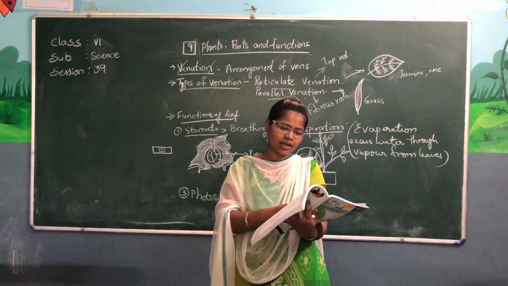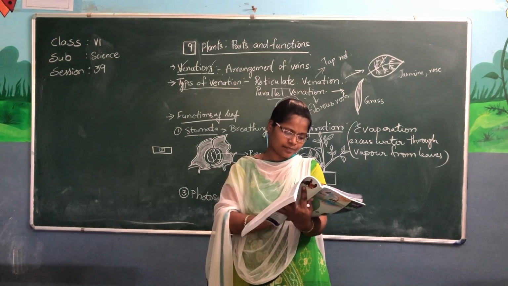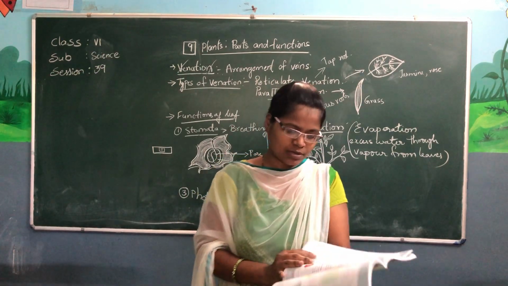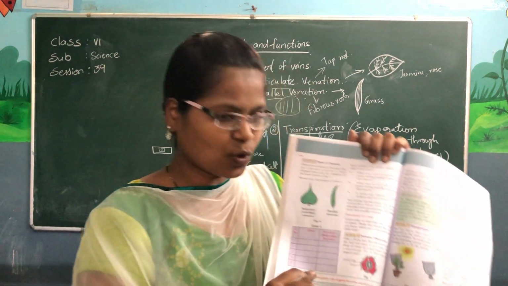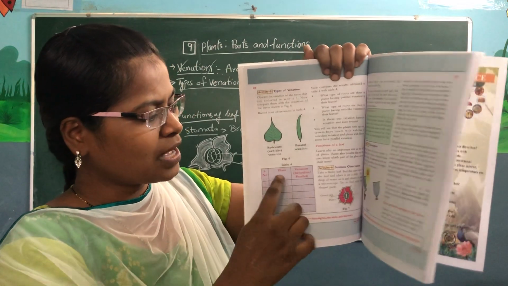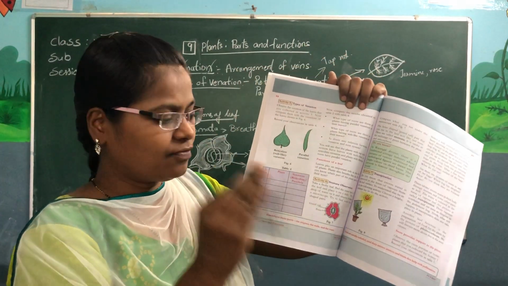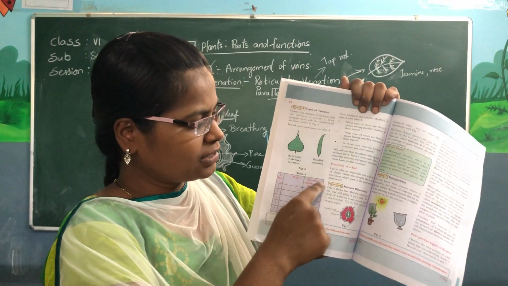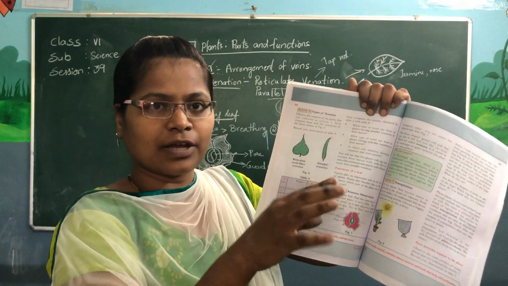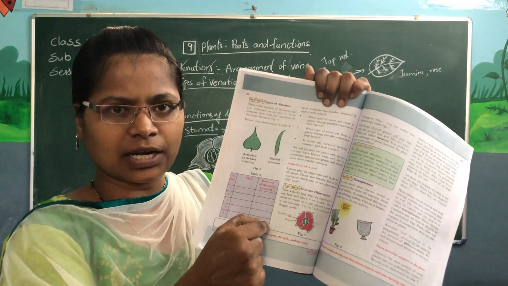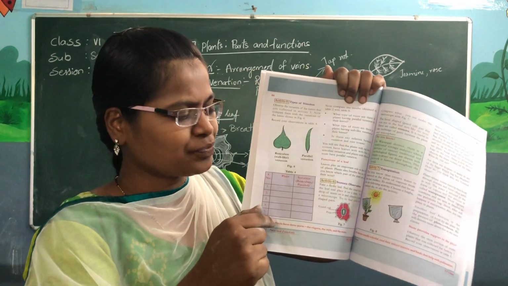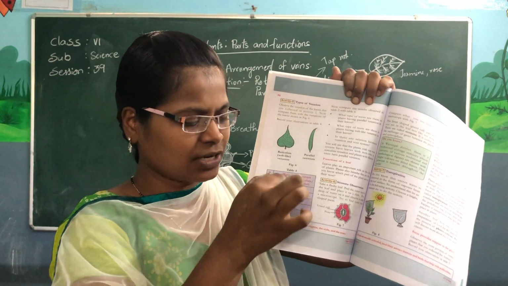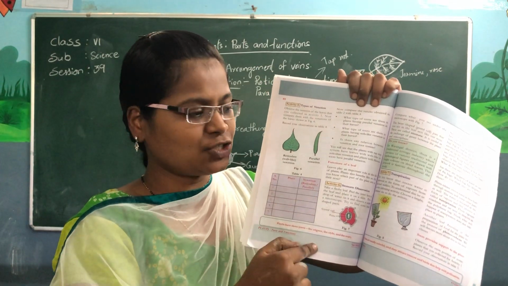Take textbook page number 88 and table 4. Do this table 4. What is given in table 4? Plant. Write any 5 plants, your wish, and write the venation. Take rose. Rose is having reticulate venation. And like that, grass is having parallel venation. Write any 5 examples and the type of venation they are having.